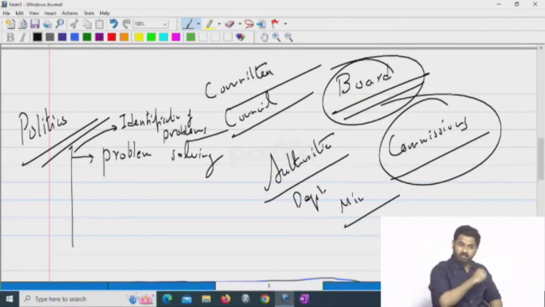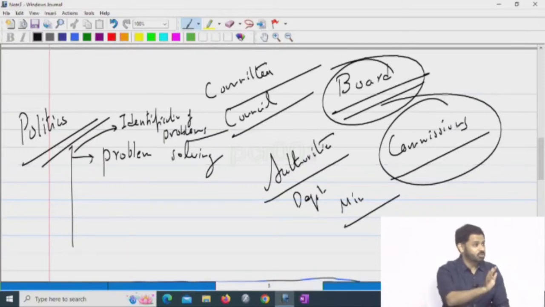That means it was a political process. We identified untouchability as a problem and we started working for it. There were movements, and so much effort was put in by great leaders, including Gandhi. And then we included that in our constitution, right? The Constitution itself, under Article 17, abolishes untouchability. Though the constitution doesn't abolish the caste system, it abolishes untouchability.